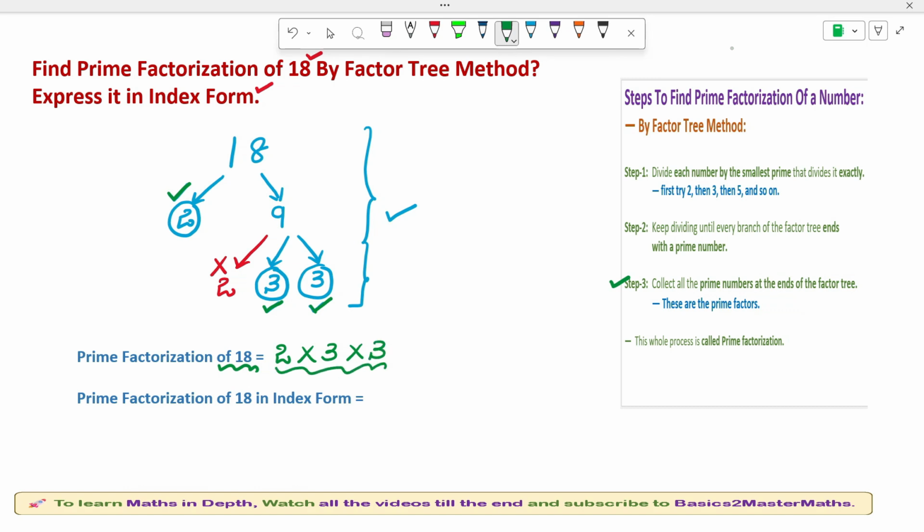This can be written as 2 multiplied by 3 to the power 2. This is the index form.